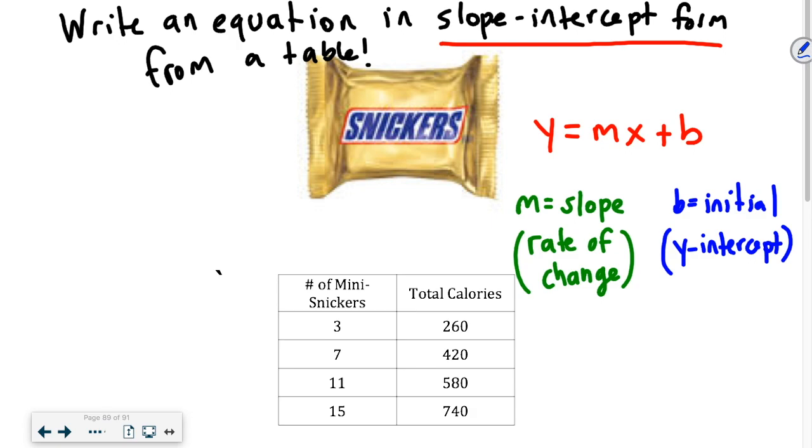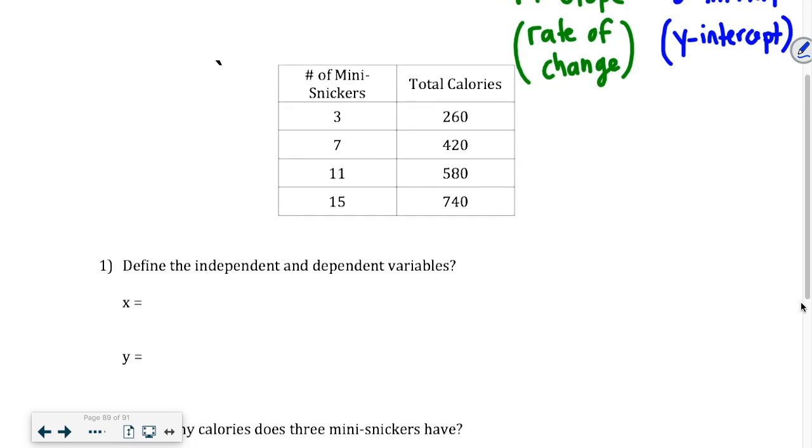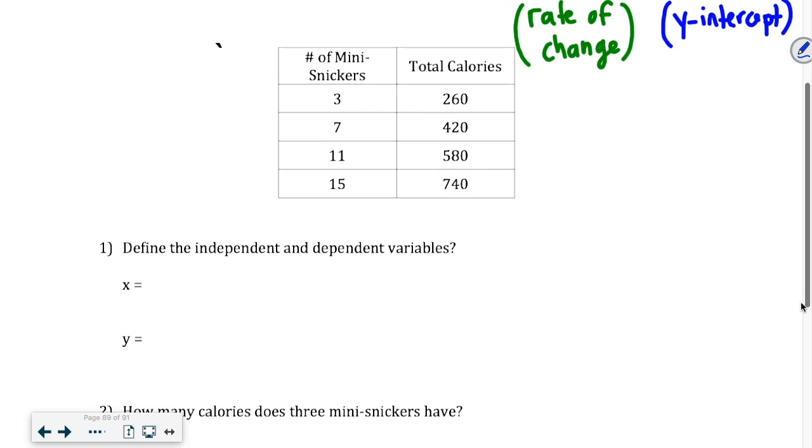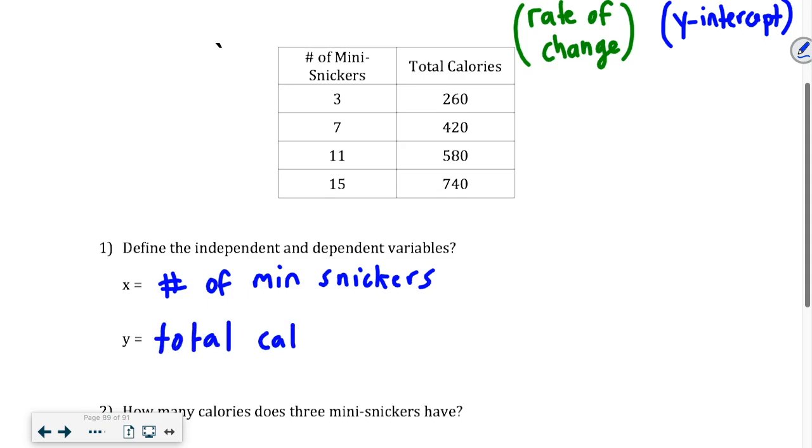And what we need to do is answer these questions here. So first we talk about define the independent and dependent variables. The independent variable is the x, and which one is the x? Well, x is going to be the number of mini Snickers. That means that the y is the total calories. So the total calories are dependent upon the number of mini Snickers. I can't spell mini, sorry about that.